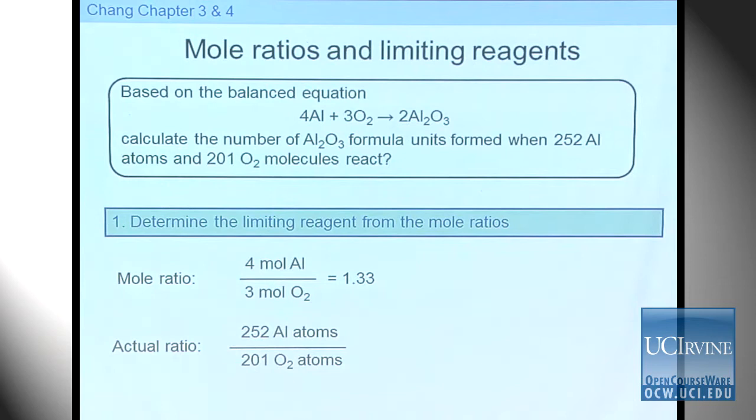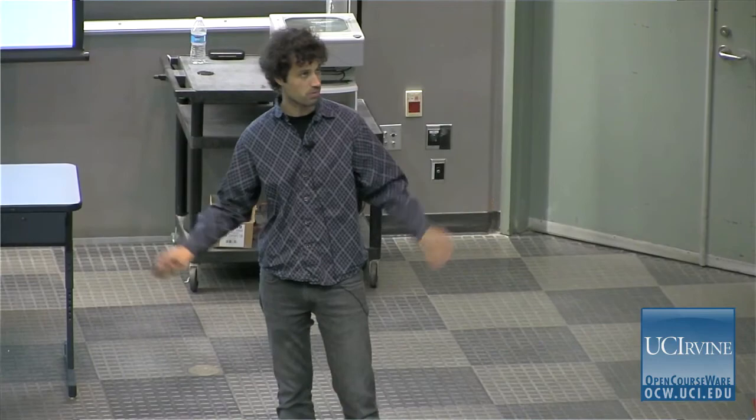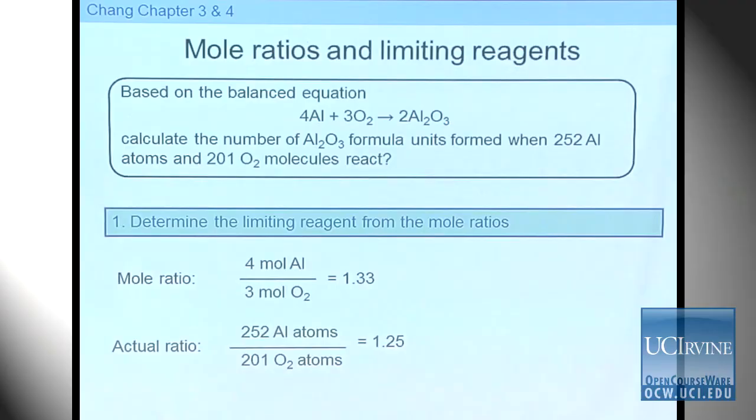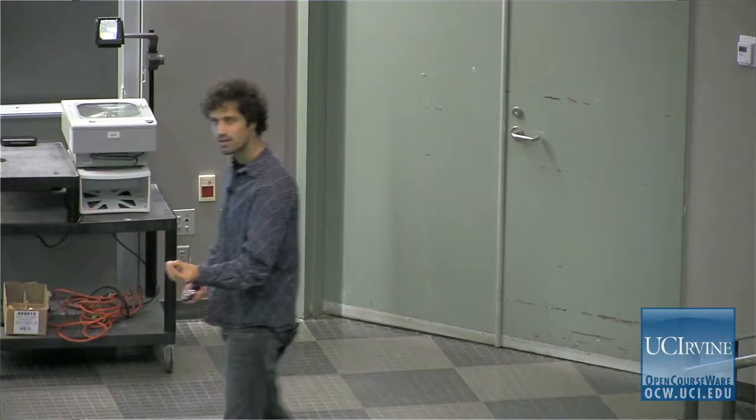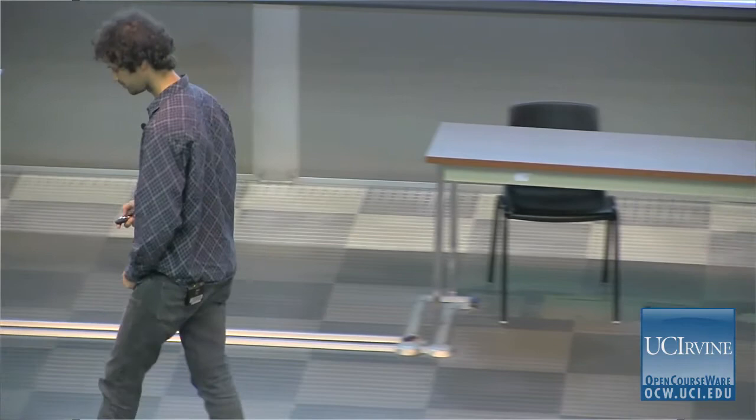It doesn't matter. If I multiply the numerator or the denominator with the same number, I get the same ratio. So the ratio is 1.25. This is less than that, and that means the numerator is the limiting reagent. Knowing that, I take the amount of the limiting reagent and convert that into the amount of product. That is the next step.